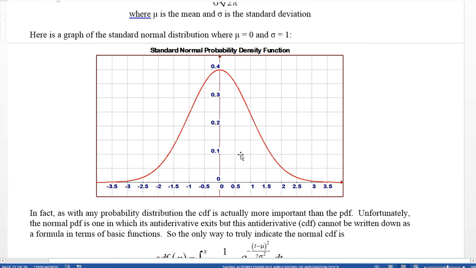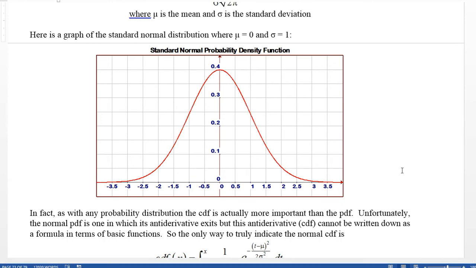Notice this is not a square scale. I've zoomed in quite a bit because the top of this only goes up to not exactly 0.4, but something close to that. And yet I'm going from negative 4 to 4 on the x's here. So this is what we call a bell-shaped curve, and it is a normal PDF.